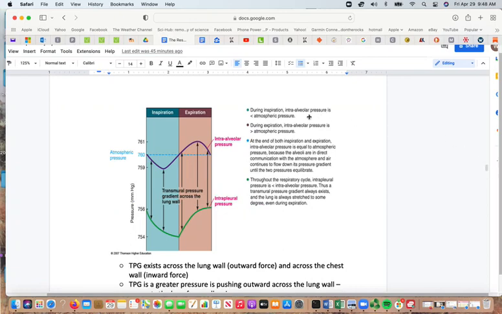During inspiration, the intra-alveolar pressure is lower than atmospheric pressure. During expiration, it's greater. At the ends of both inspiration and expiration, the intra-alveolar pressure is equal to atmospheric pressure for a very temporary time frame, because the alveoli are in direct communication with the atmosphere and the air. So it's still going to move down the pressure gradient.